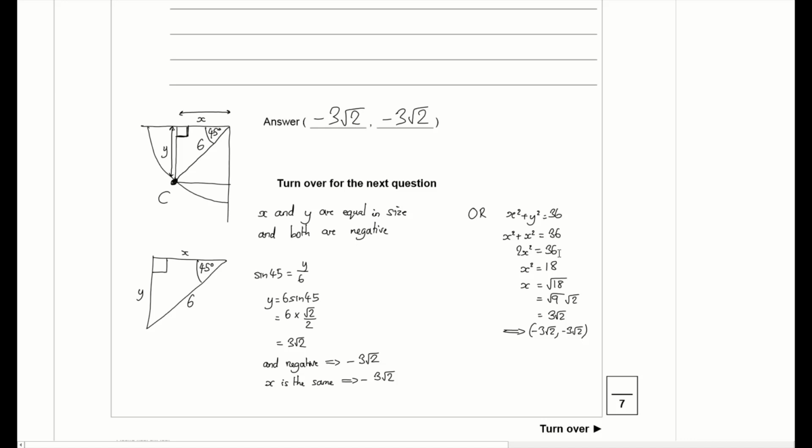2x squared is 36, divided by 2, x squared is 18. x will be the square root of 18, which in simplified surd form is root 9 root 2, but root 9 is just 3, so 3 root 2, which has the same implications as to what x and y are as before. So we obtain negative 3 root 2, negative 3 root 2. They were quite flexible on what format of the answer they wanted you to give that in, but this would be the standard procedure, maybe the best practice if you like, as to how to represent the coordinates of C.